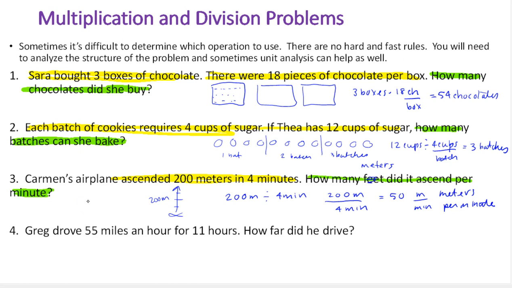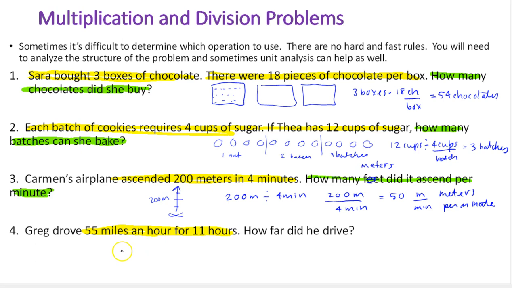Okay, let's look at the last one. Greg drove 55 miles an hour for 11 hours. How far did he drive? Okay, again, do you want to say the answer is 5? That's because I did this on purpose, so it looks like you just divide. But I want you to think through them, okay? Sometimes you will have to divide, but just not in this case.